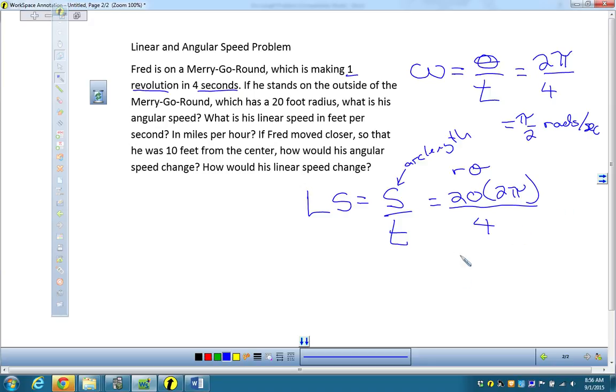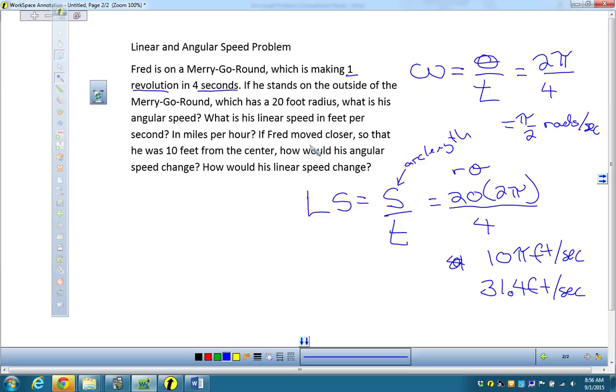You have to put the units. 20 divided by 4 is 5, and 5 times 2 is 10. So he's going 10 pi feet per second. I don't know if that's that fast, but that's about 31.4 feet per second, right?